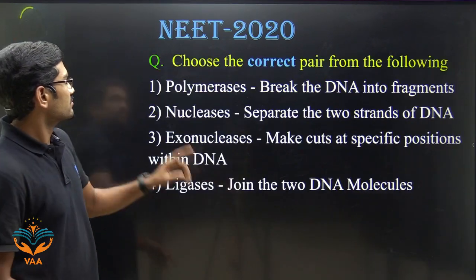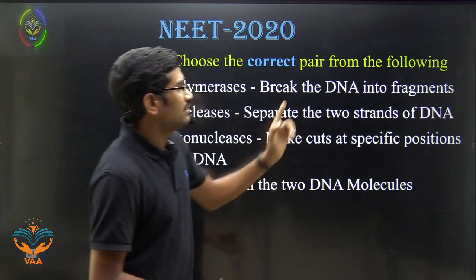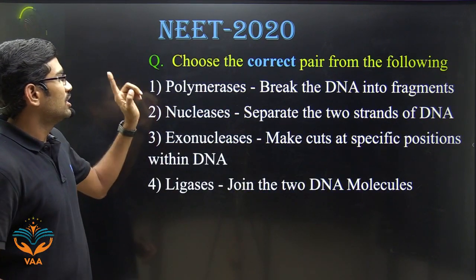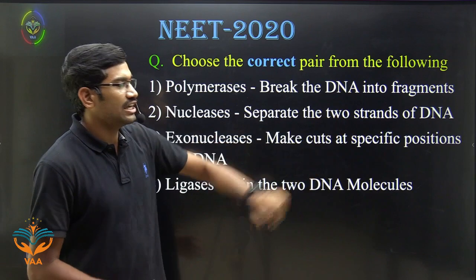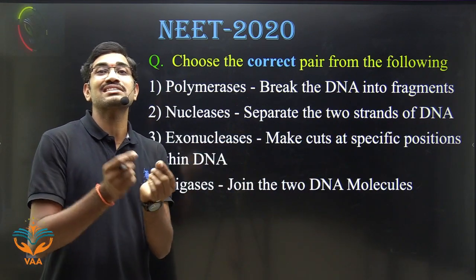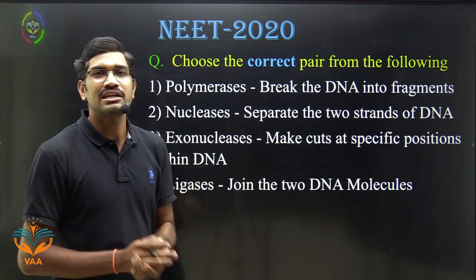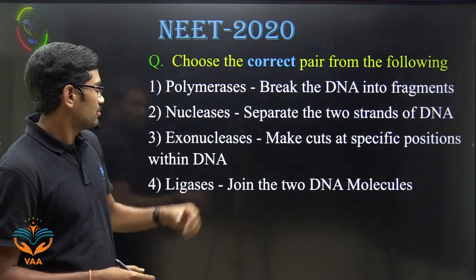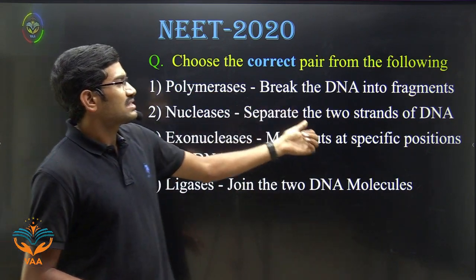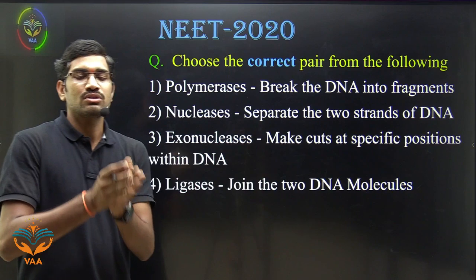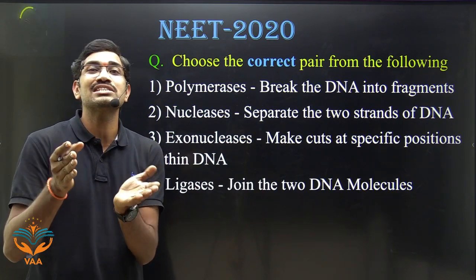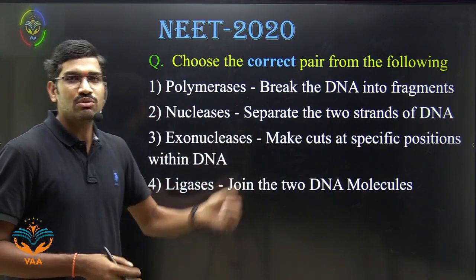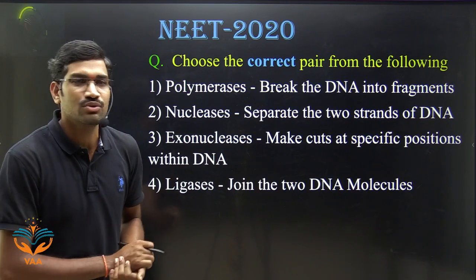Okay, next one. Choose the correct pair from the following. Polymerases break the DNA into fragments. This is wrong. Polymerases synthesize DNA or RNA depending upon whether they are DNA or RNA polymerase. Next one, nucleases separate the two strands of DNA. No. Who will separate the two strands of DNA? Helicase will separate the two strands of DNA. Nucleases will break down the nucleic acids into fragments.